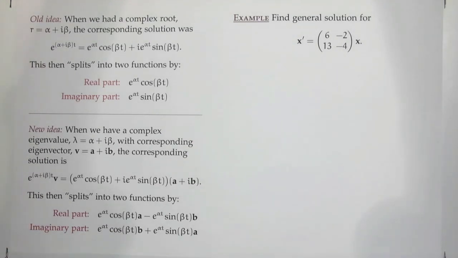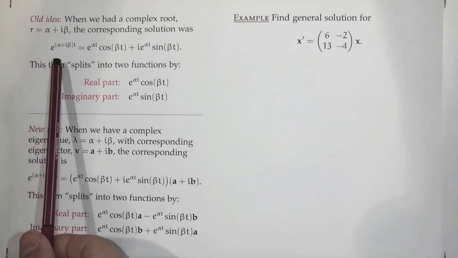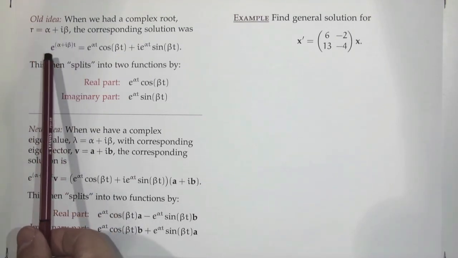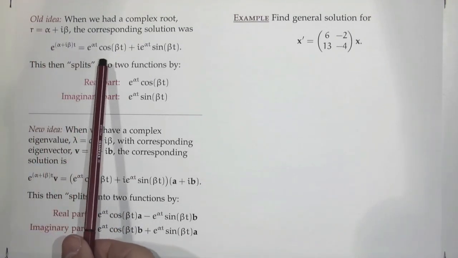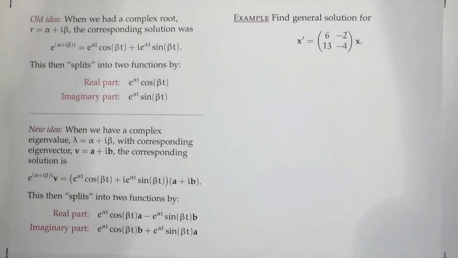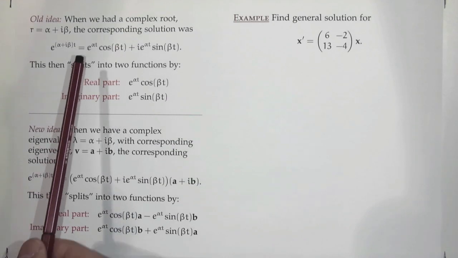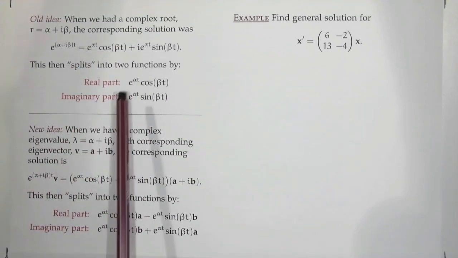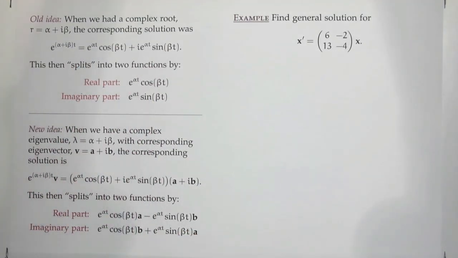And then we said, well, our solution should look like e to the alpha plus i beta t, which happens to break into real and imaginary parts. And then we said, hey, it turns out that we can grab the real part, and that's a solution, and we can grab the imaginary part, and that's a solution. Our new idea is to do the same thing.